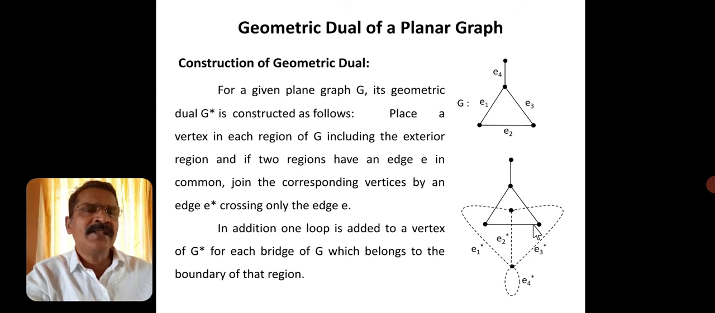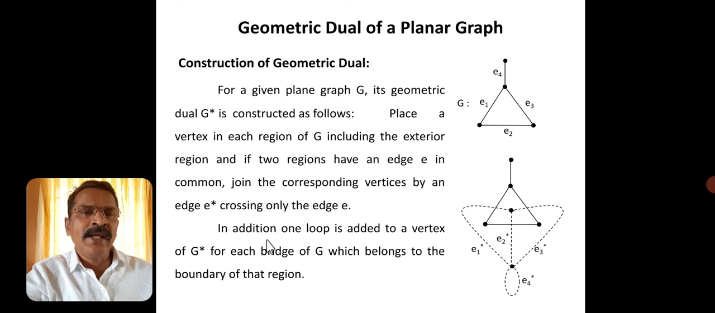Similarly, the edge E2 is common between these two faces, so again you have to join these two vertices. Similarly, this edge E3 is common between the two faces, and again we join these two vertices crossing that edge. It is easy to follow the rule in the procedure we have explained here. Therefore, these three edges are joined to the corresponding vertices of the faces. So this is the procedure.